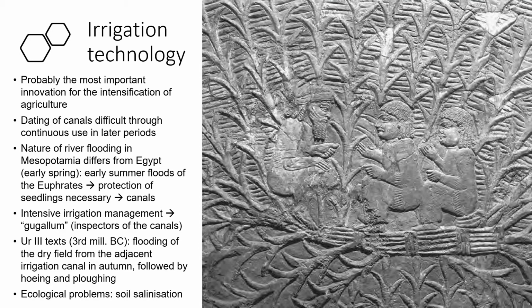Particularly the fact that the maximum water levels of the Euphrates and Tigris are asynchronous to agricultural requirements, that is, low level during sowing time and high level during early growth of the plant, required meticulous coordination, which is why the profession of the Gugalum existed, which can be translated as the inspector of the canals. In relation with irrigation, also long-term problems evolved, such as salinization, which has also been investigated by some geoarchaeologists.